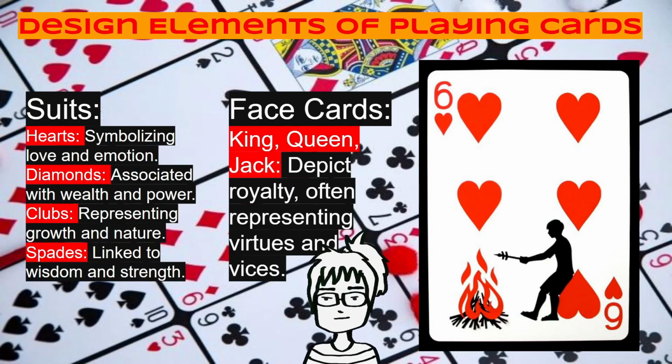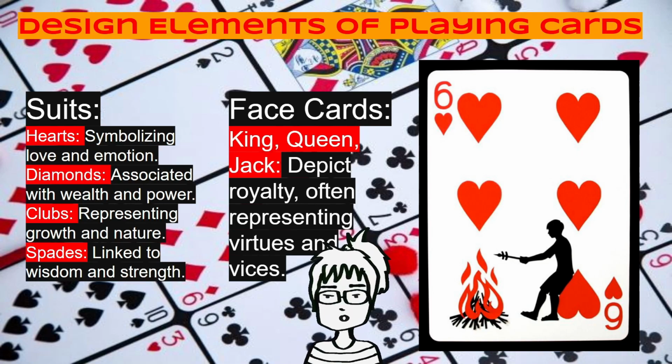Here's what they represented. Hearts for love and emotion. Diamonds for wealth and power. Clubs for growth and nature. Spades for wisdom and strength. Face cards like the king, queen, and jack typically depict royalty, often symbolizing virtues or vices.